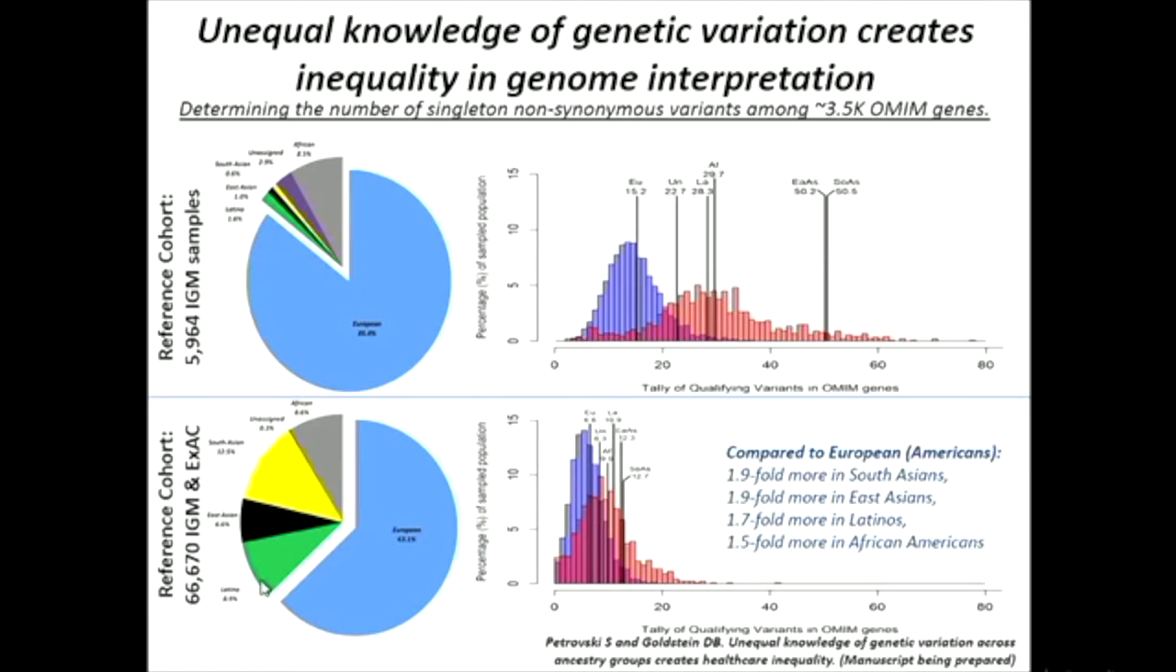Now, if we use this reference cohort of 67,000 individuals to find unique variants, we find about 6.5 per European proband, compared to about 12.7 per South Asian proband. This is still a twofold difference. Twofold might not sound like a lot, but it's actually quite a lot when you consider each one of these patients that come through the door.